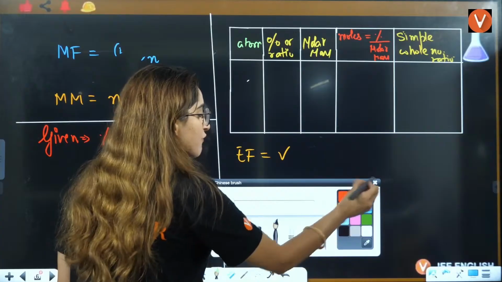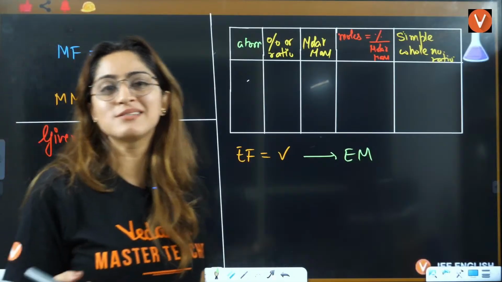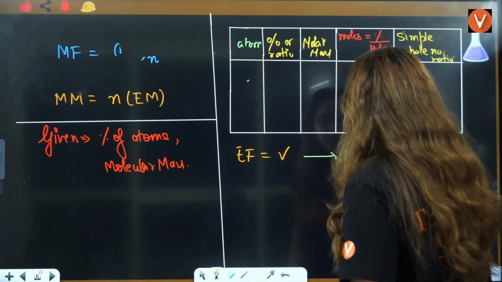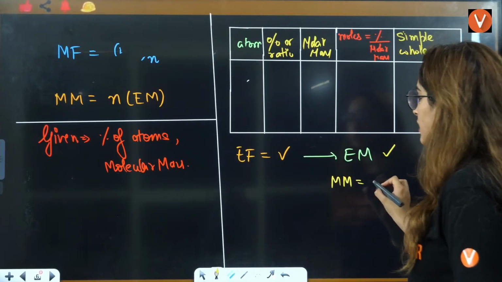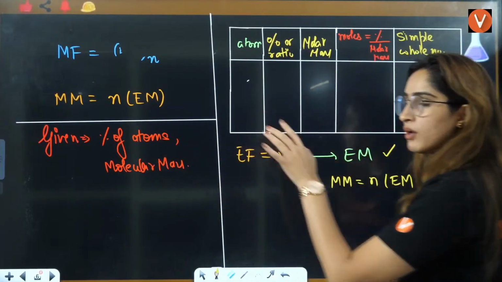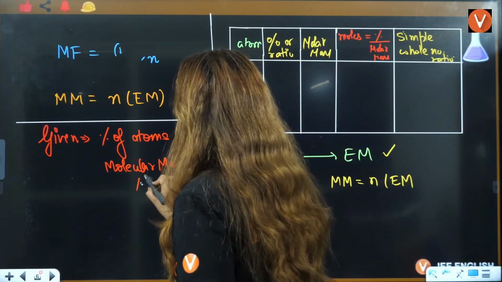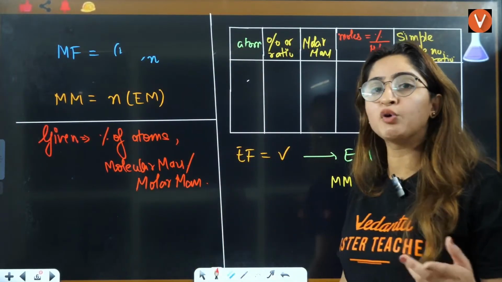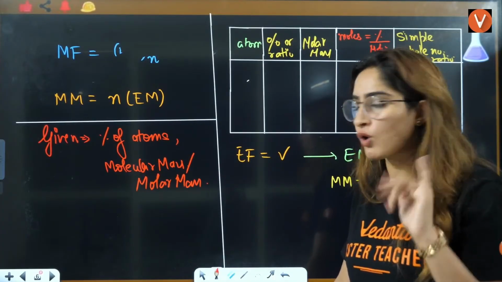Now if you have the empirical formula, you know that the empirical mass you can calculate. See, if the empirical formula is CH2O, you can calculate the empirical mass. If you know the empirical mass here, then we can apply this formula: molar mass is equal to N into empirical mass. And in the question, the molar mass will be given to you, right? If molecular mass is given to you, convert this into molar mass by replacing u with g, right? That I have told you already in the mole concept, right?